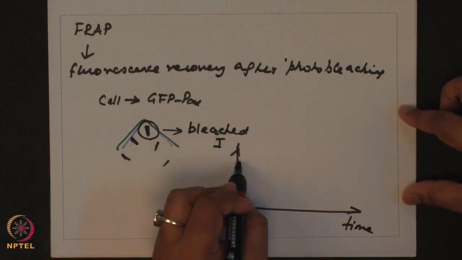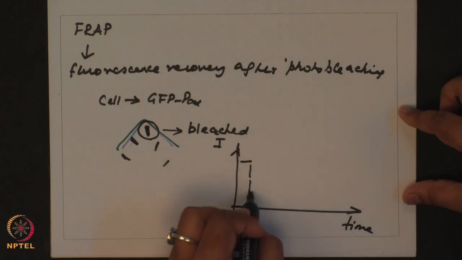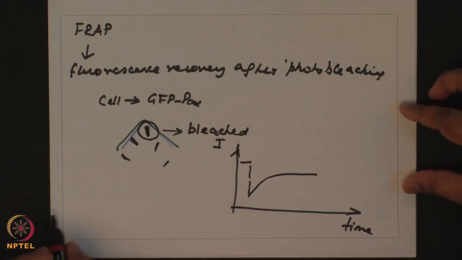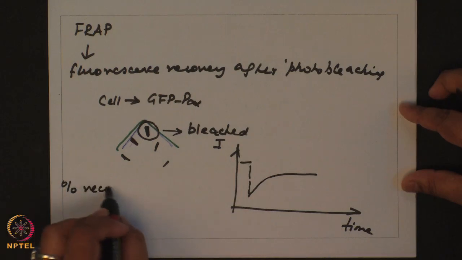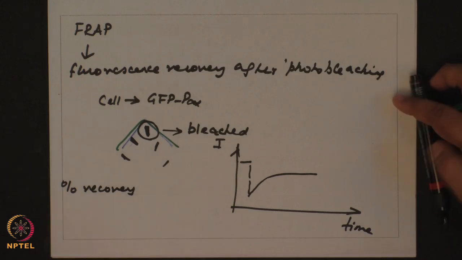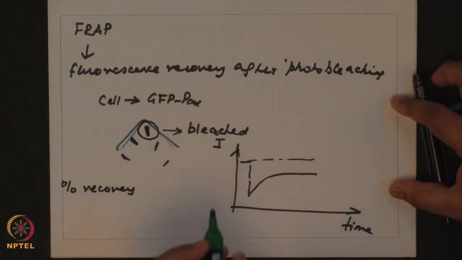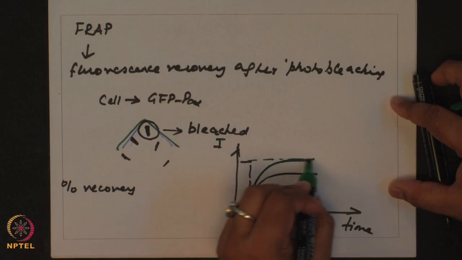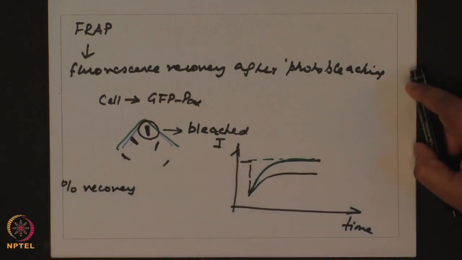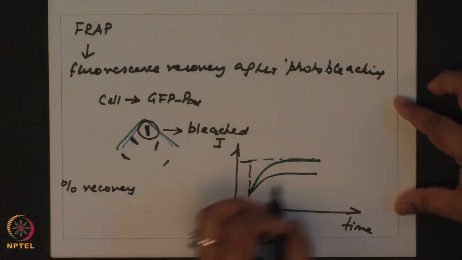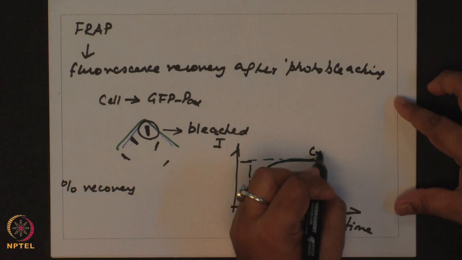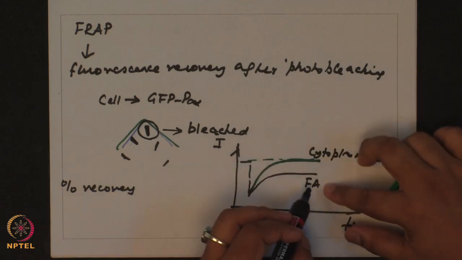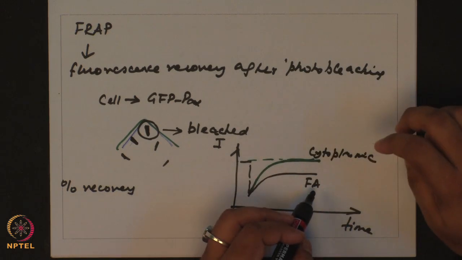Okay. So, if you plot the intensity, you will have a curve something like this. You can backtrack what is the percentage recovery. For example, if you had a protein which was fully mobile, then after you bleach, it will come back to the same value. But at focal adhesions, this was observed in the cytoplasm where the protein was freely diffusing. In focal adhesions, its recovery is much less.